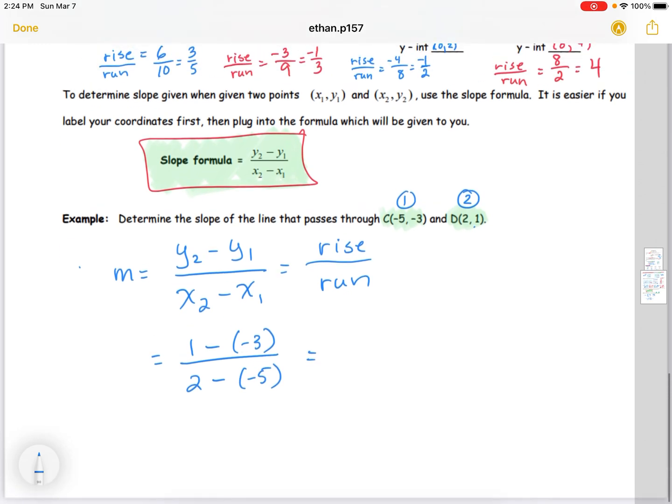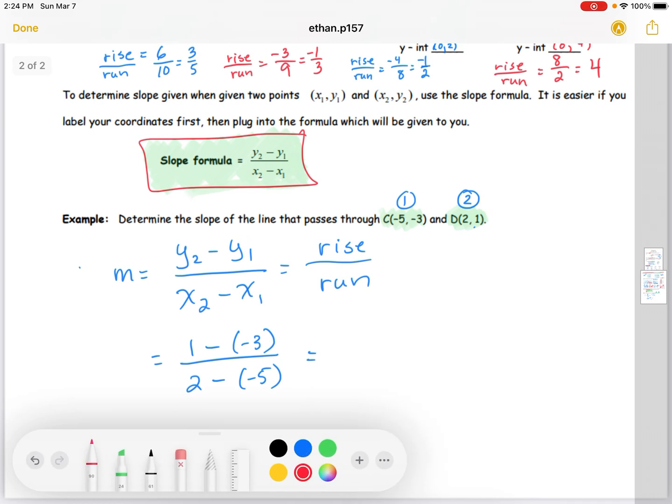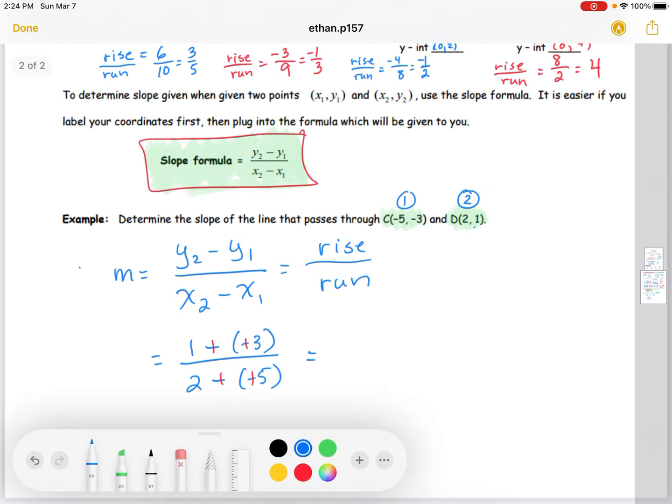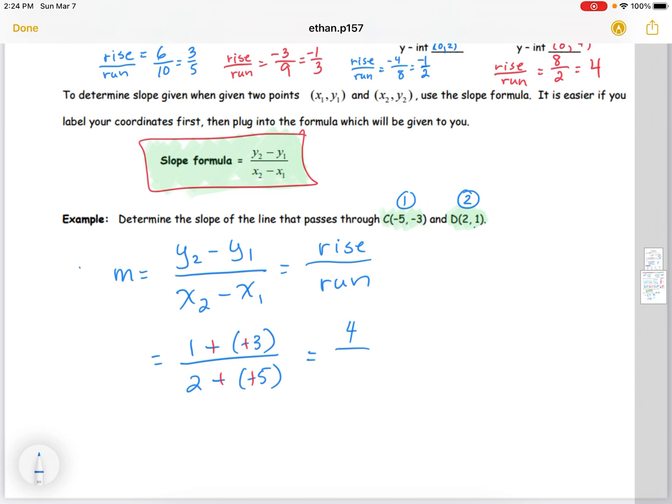Now, we have to remember our integer rules. So for this, we're going to change a minus and negative to plus a positive, right? Now, 1 plus 3 is 4, and 2 plus 5 is 7. And that would be my slope.